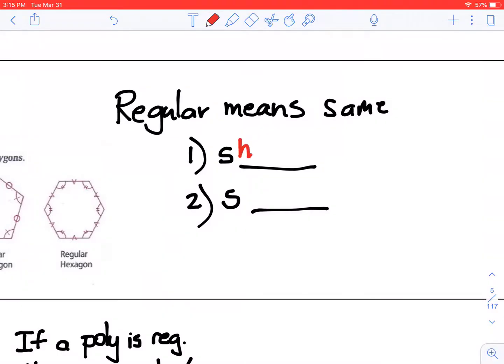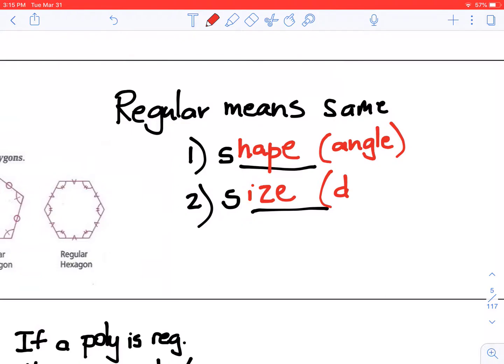Regular means same shape and the same size. Shape refers to the angle, and size refers to the lengths or the dimensions.